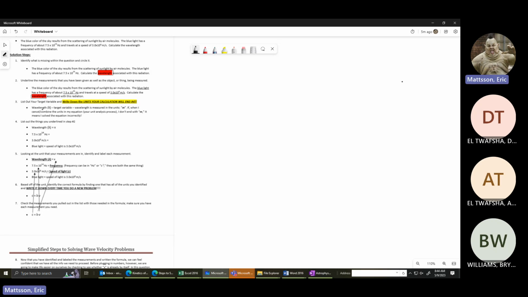The first thing I always want to list out is what the most important thing is, and that's what's missing. So what's missing in this case is the angle in radians. So I'll list that out.